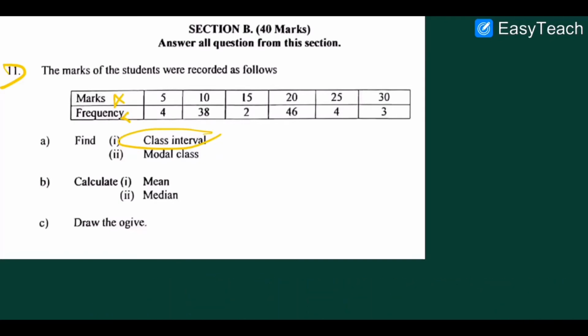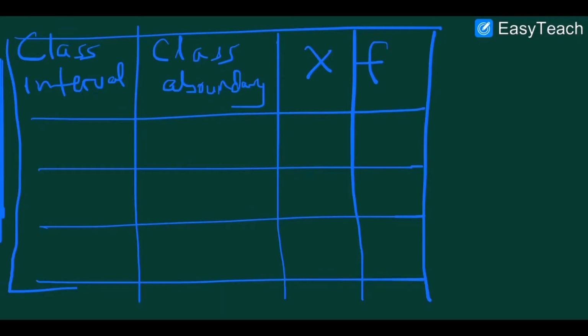First of all, you're supposed to write your class marks. From the question, the class marks given are 5, 10, 15 and so on. Our aim here is to find the class intervals. So how can I get the class interval? Remember, you have been given the frequency here, but you can't use frequency at this moment.